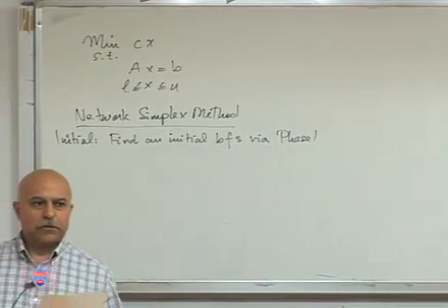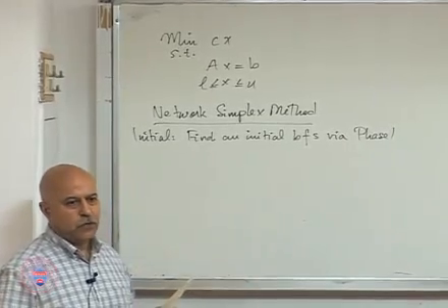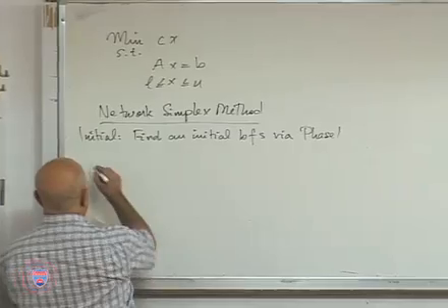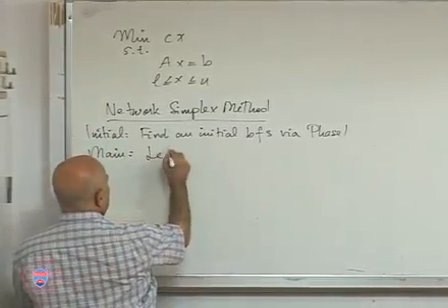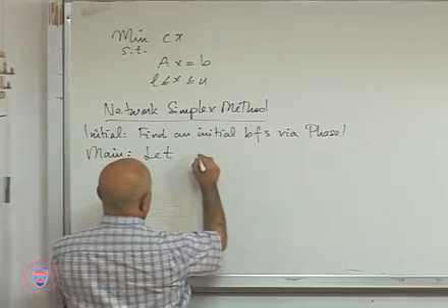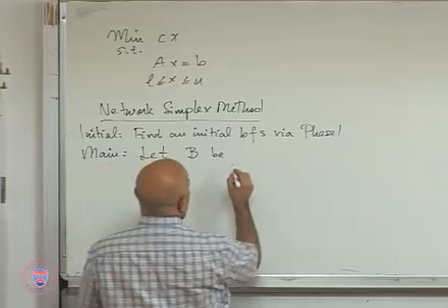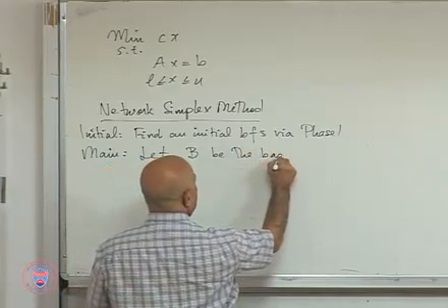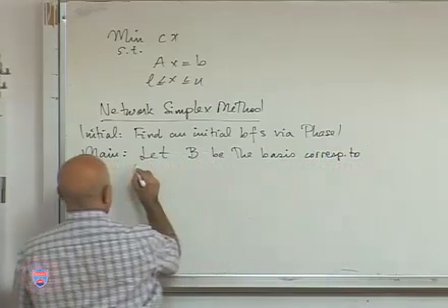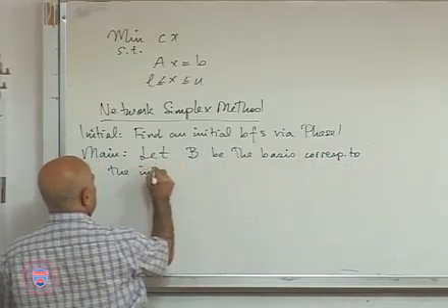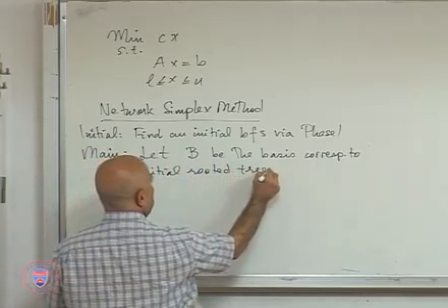Find an initial basic feasible solution via phase 1. To do that, of course, you need to know how to form the phase 1 problem. We'll go into that later. The main step of the algorithm consists of the following. Let B be the basis corresponding to the initial rooted tree.